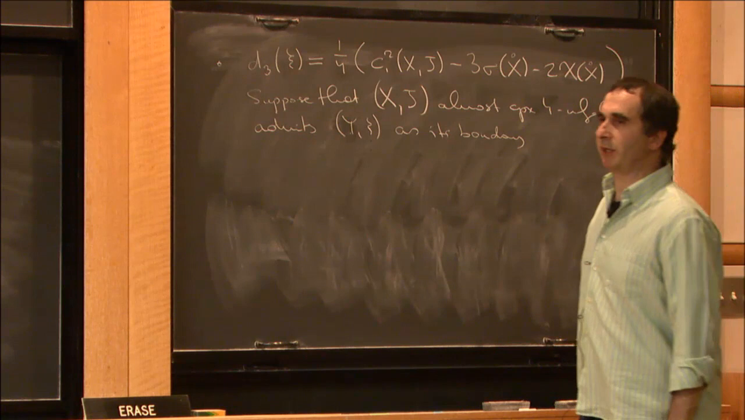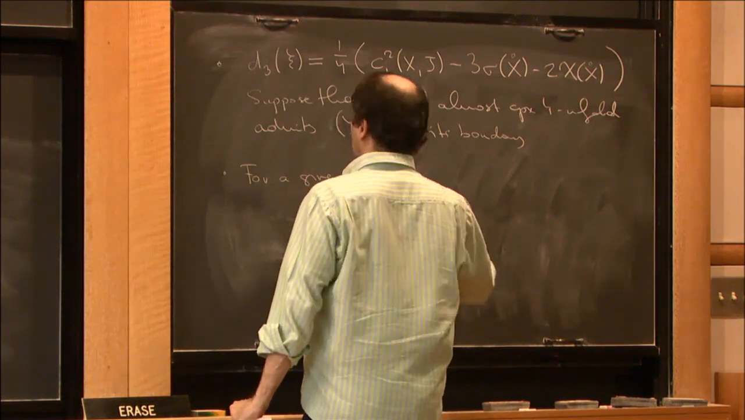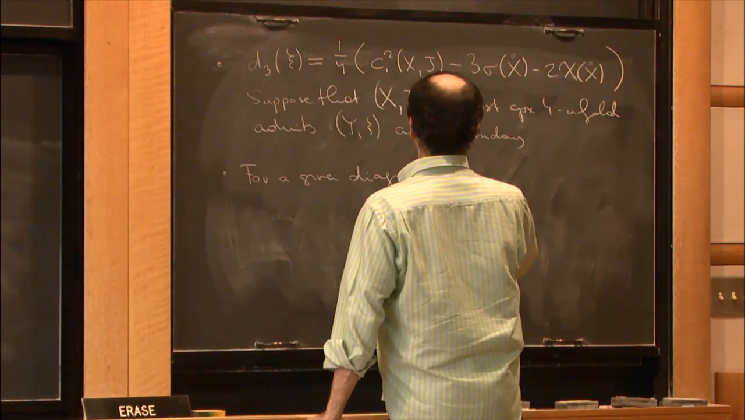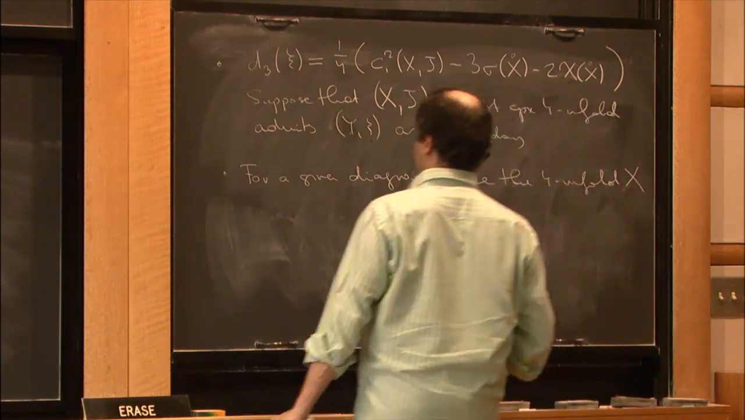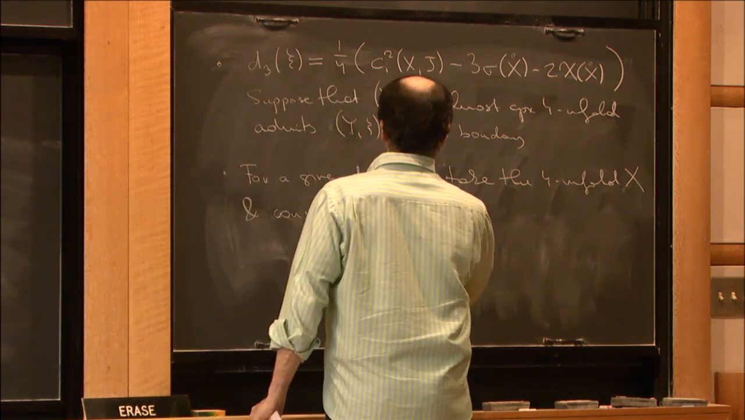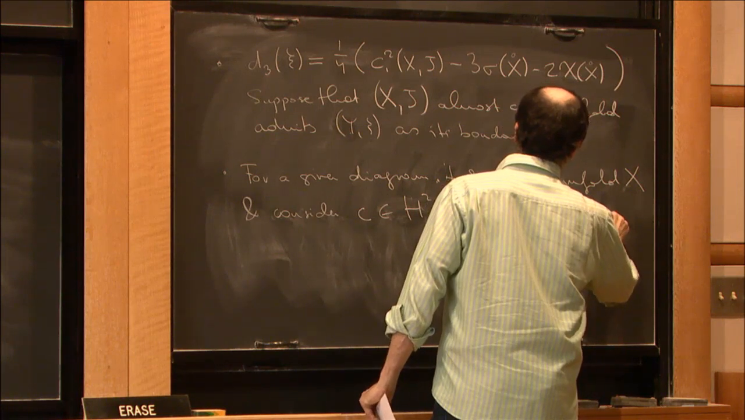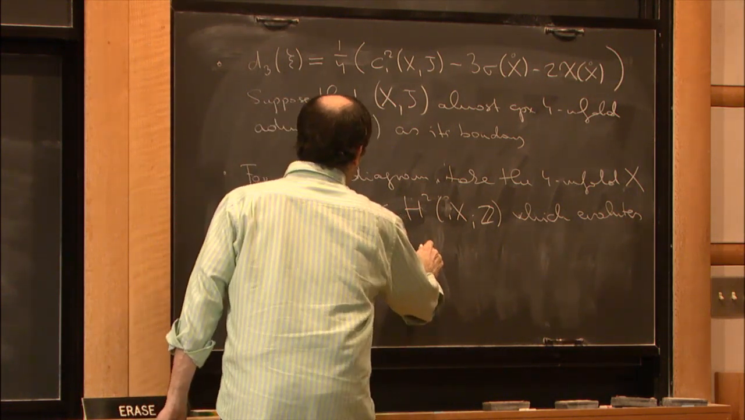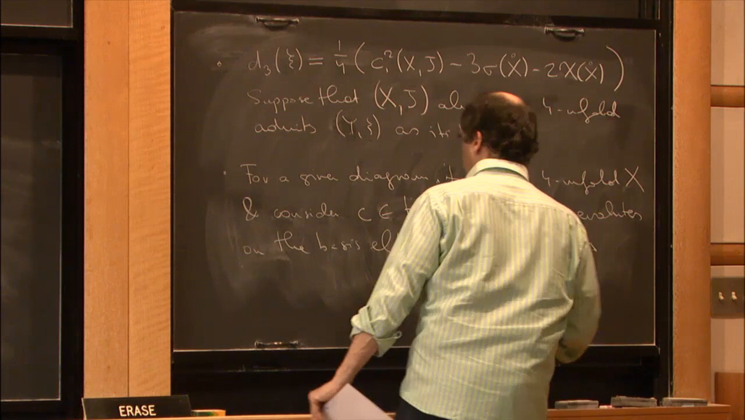How can we read it off from a diagram? For a given diagram, after we expand all the rational numbers to integers and we have a four-manifold in the background, which I denote by X, we can consider c in the second cohomology, which evaluates on the basis element given by a knot as its rotation number.